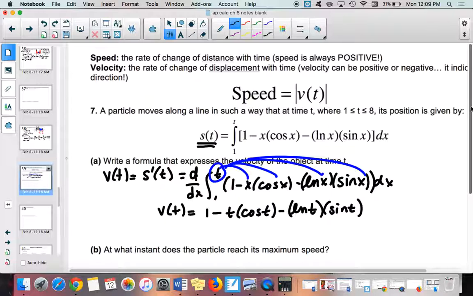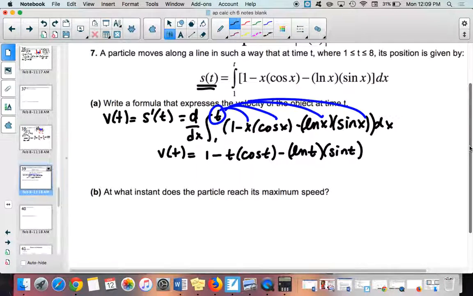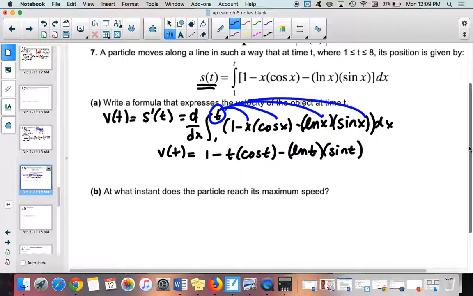So part B says, at what instant, so what time, does the particle reach its maximum speed? If I want to find its maximum speed, I need to first recognize that the speed is the absolute value of the velocity function. So how can I find that maximum of an absolute value? What if I told you you could use a calculator to help you? How would you find it?